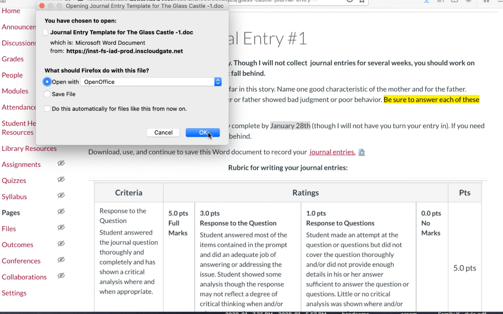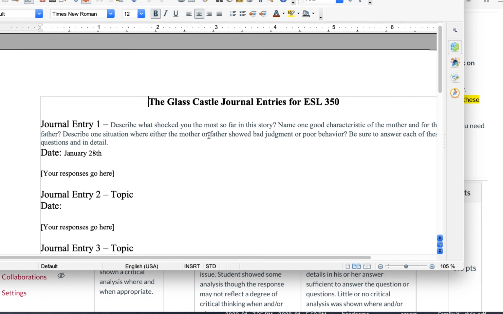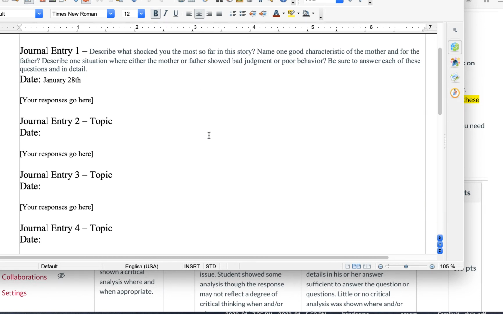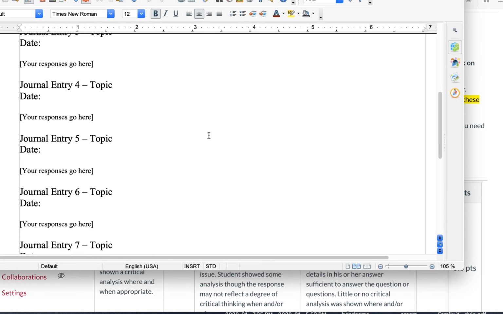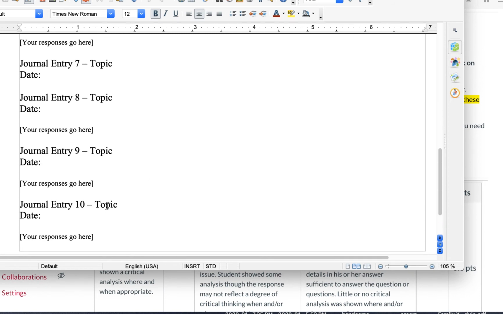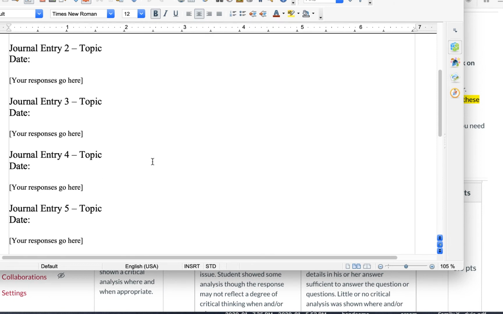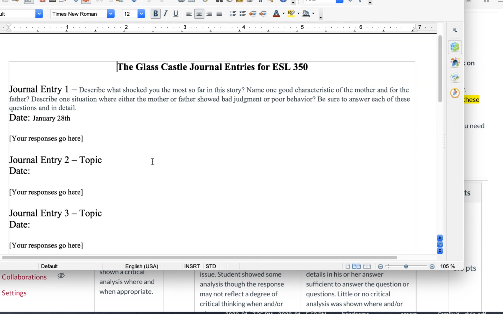So I'm going to click OK, and it's going to open up this form, and I've already set it for you. You notice that I have 10 journal entries here, and the last journal entry is probably going to be sometime in May down here. But your first one, I've already done the date for you, which is January 28th. And then here's the journal entry.